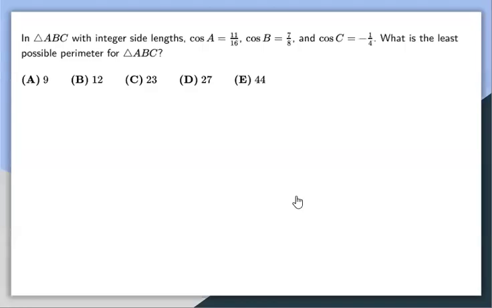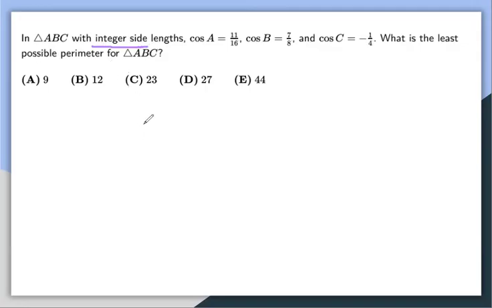Hello, everyone. So we have another AMC 12 problem. This was number 19. What we are given is a triangle ABC whose side lengths are integers, and the cosine of angle A, cosine of B, and cosine of C are given. What we want is the smallest perimeter of the triangle.